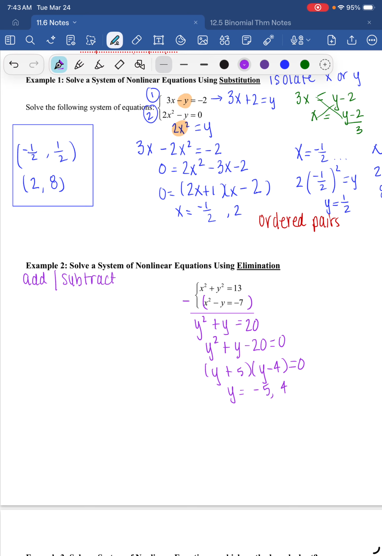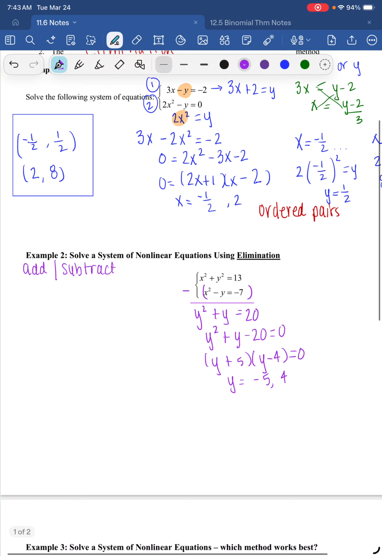Okay, so y is negative 5 and 4. And now I'm going to go back in. So I'm going to say y is negative 5. I can plug into the first equation, I can plug into the second equation. I'm going to use the second equation. It looks to me like it's a little bit less complicated because there's not so many squared variables. So I'm going to start with y is negative 5.